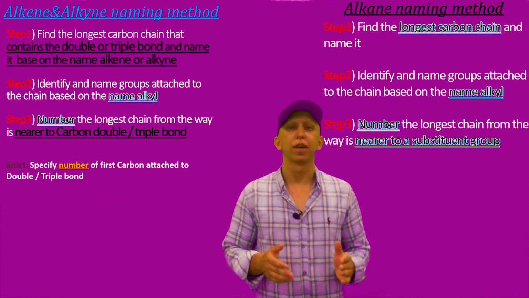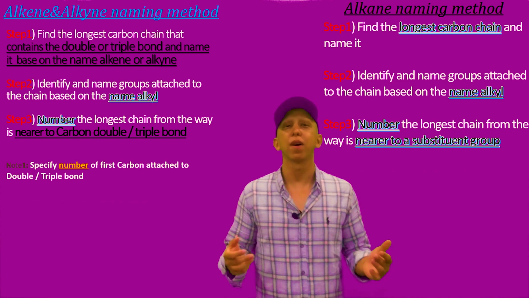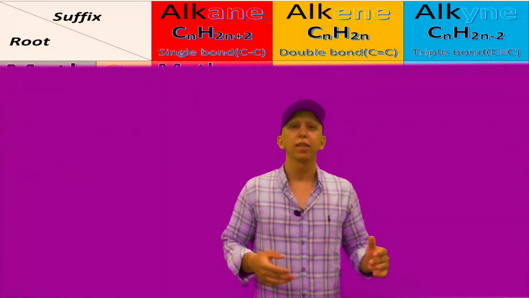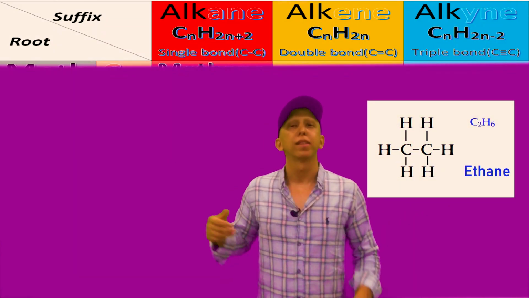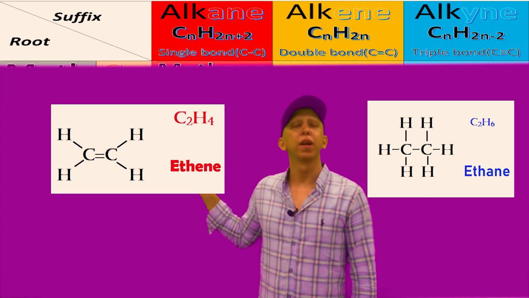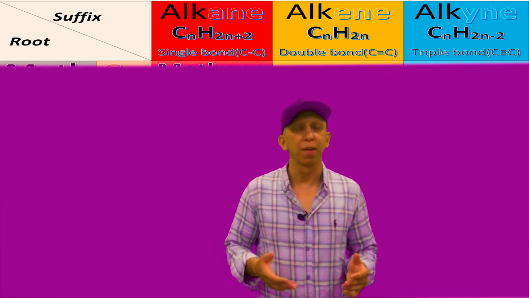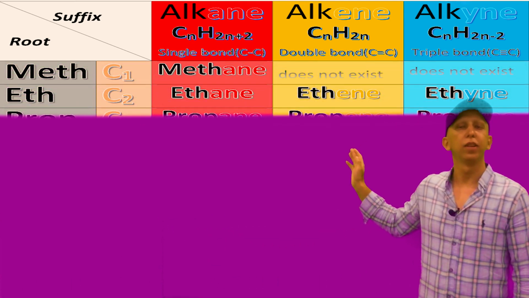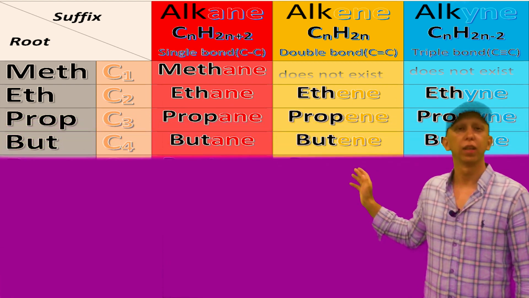But before we start naming some structures, let's find out the names of structures based on alkene and alkyne. We know that the name of C2H6 is ethane, but based on alkene, it changes to C2H4 and the name becomes ethene. The names of alkenes are based on this. For example, C2H4 is ethene. C3H6 is propene. C4H8 is butene.